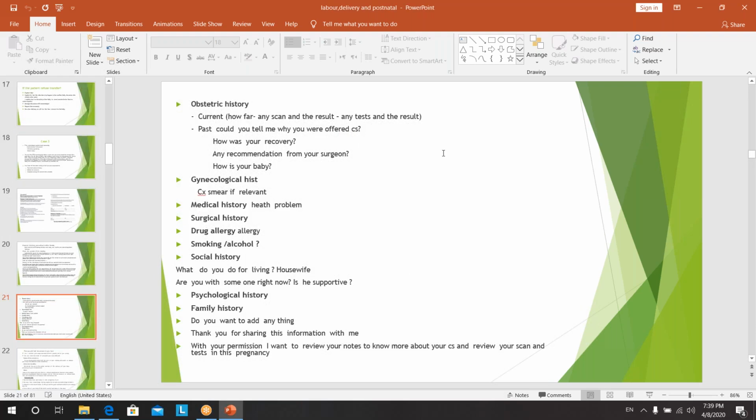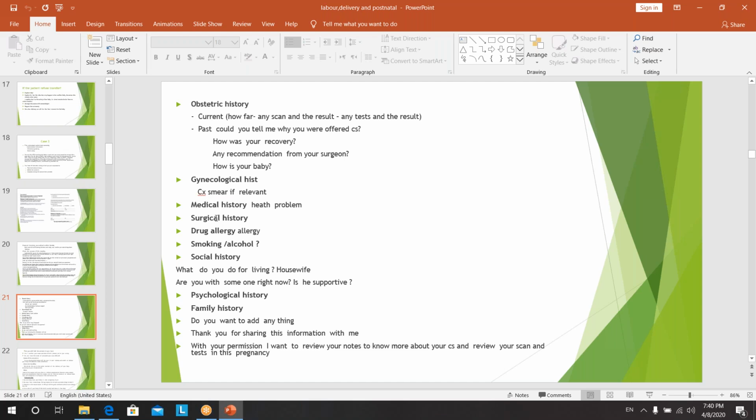Then you will take a relevant or quick history from her. Before we take the consent, I want to ask you some questions to know more about you. Is it okay? Ask about the current obstetric history, how far along, any scan she was offered, any test she was offered before, the past surgery, why she was offered the section, as you asked, Dr. Asaima, very good. And how was the recovery? You have to ask about the recovery. Ask about the baby. So you have to ask about the pregnancy, the delivery, how was her delivery, why she was offered section, the recovery, and her baby.